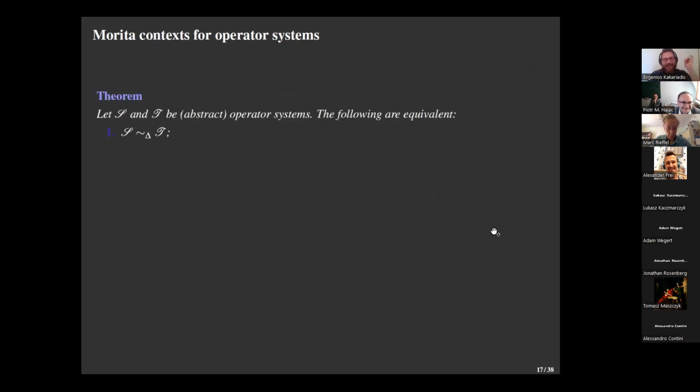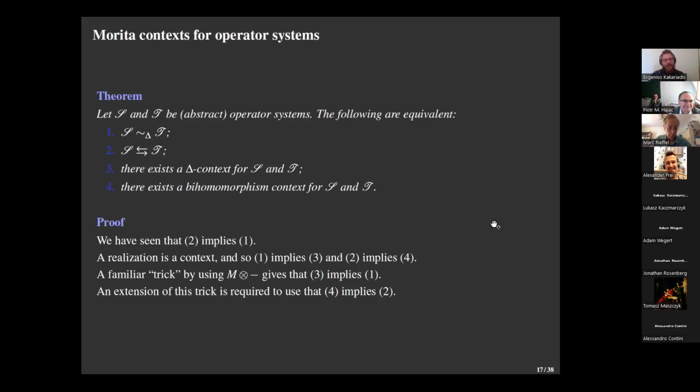That's a lot. Right. So as I was saying, 1 and 2 are equivalent. 1 implies 3, 2 implies 4, because concrete realizations give you the trilinear maps. 3 implies 1 is the familiar trick as you would do for C-star algebras by using this functor M tensor. And now one needs an extension of this trick to get 4 implies 2. But before I go to that, Alex.